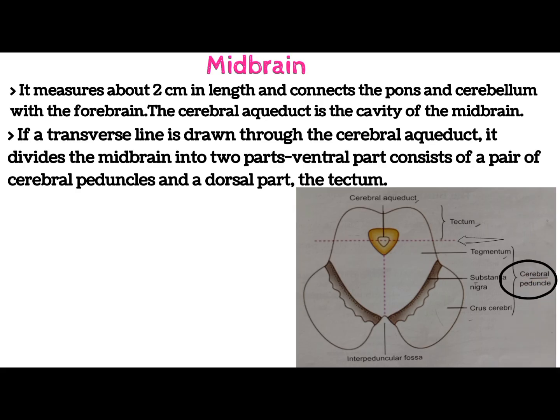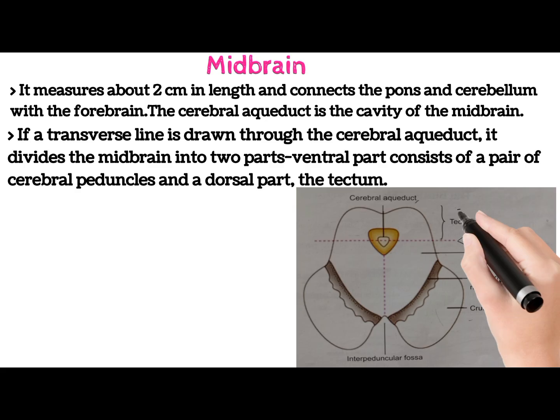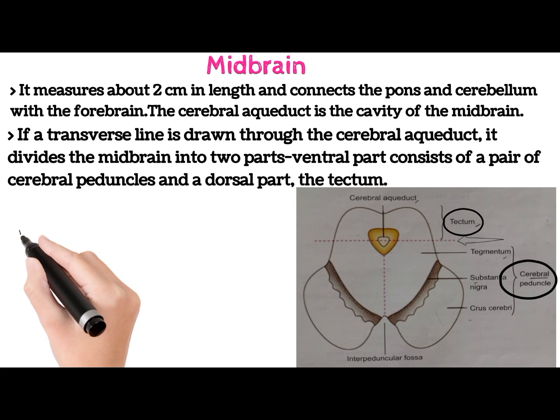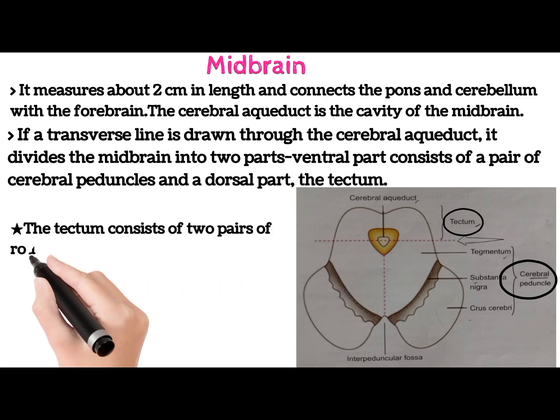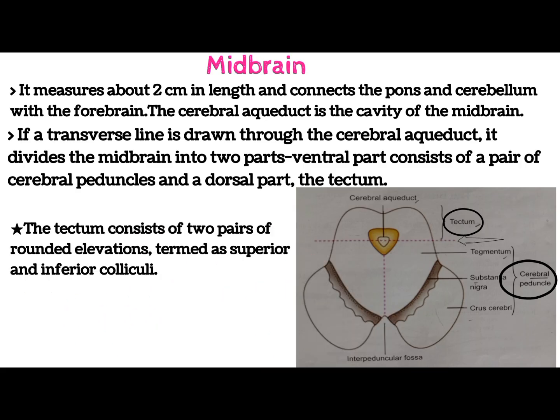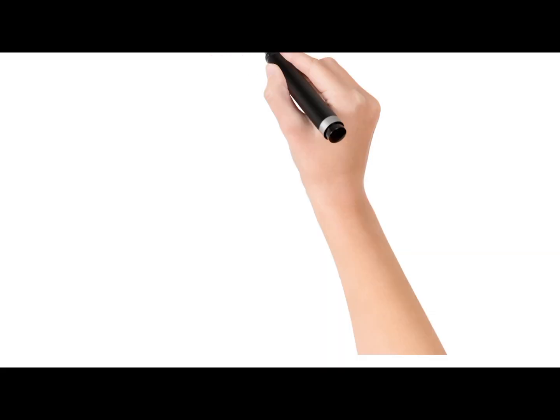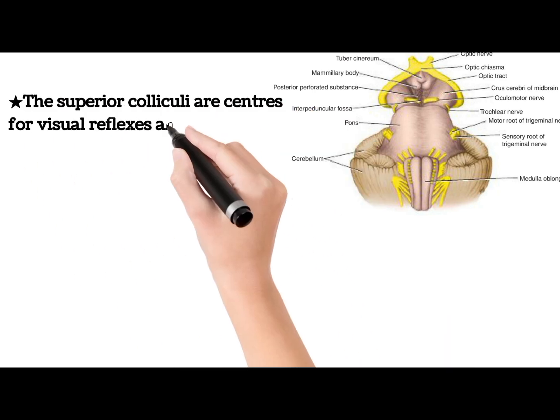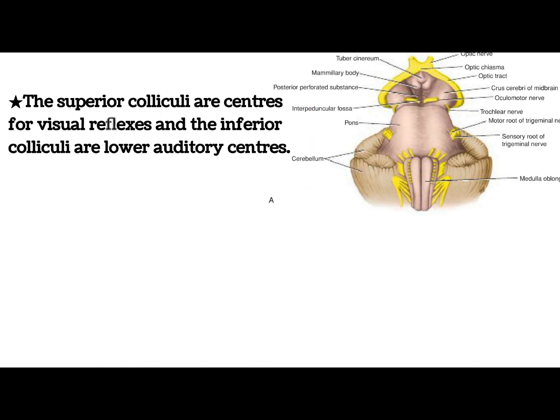This is cerebral peduncle. This is tectum. Cerebral peduncle has three parts: tegmentum, substantia nigra, and crus cerebri. And the tectum consists of two pairs of rounded elevations termed as superior and inferior colliculi. The superior colliculi are centers for visual reflex, and the inferior colliculi are lower auditory centers.